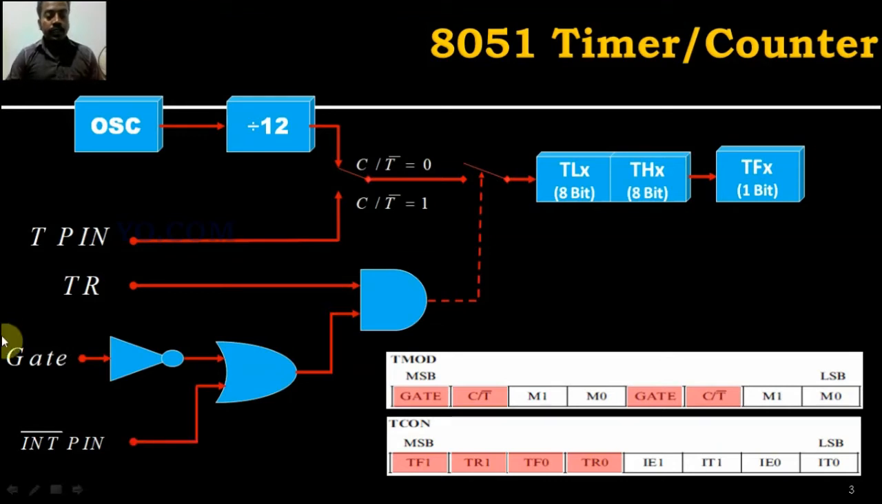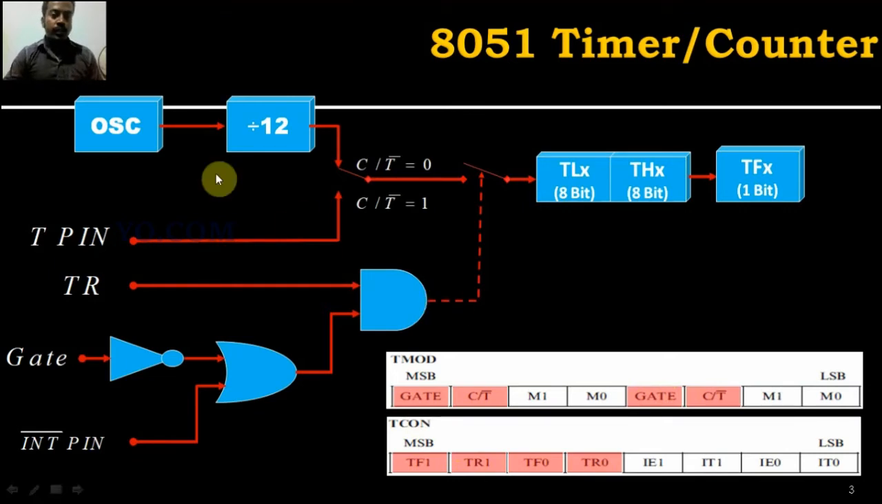The gate is used to switch the timer on and off; using a NOT gate, we connected it with TR. Then another one is the INT pin, that is the interrupt pin. So timer run and timer flag are also present here. The gate is used to switch the timer on and off. So this is the 8051 timer.